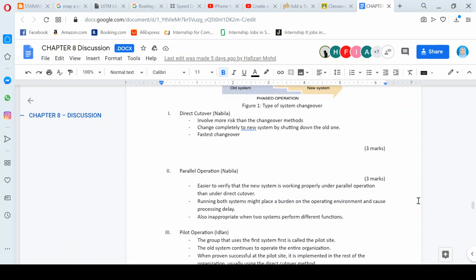So sistem tu adalah kita yang buat sistem tu. So bila kita dah jual sistem tu kepada company tersebut, so kita kena make sure yang IT staff dekat dalam company tersebut dia tahu macam mana nak gunakan sistem tu. So now they need to be the owner of the system.